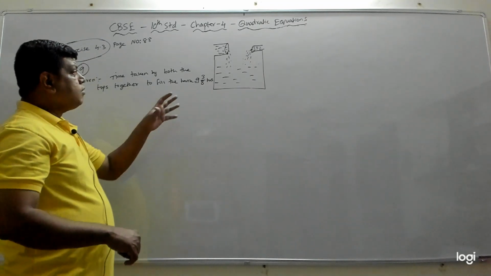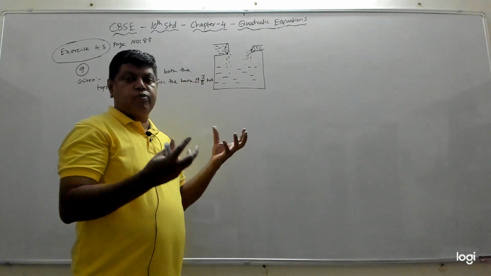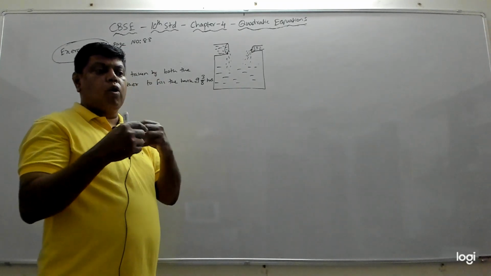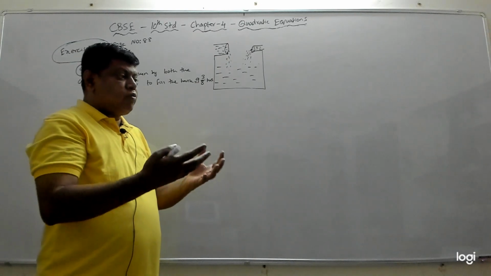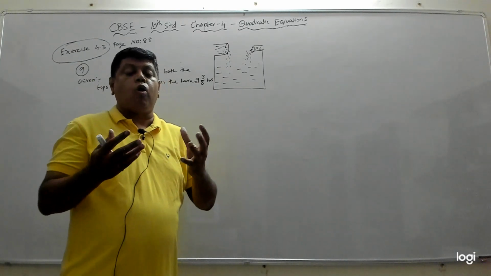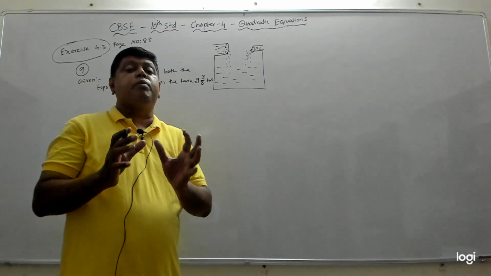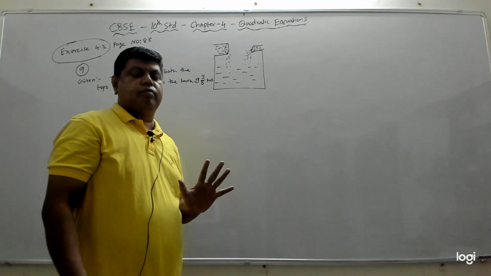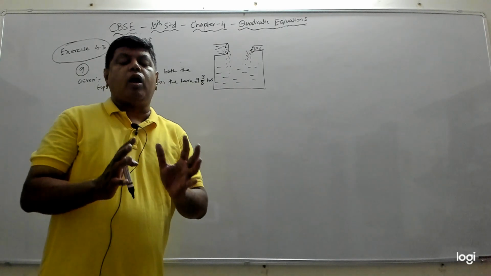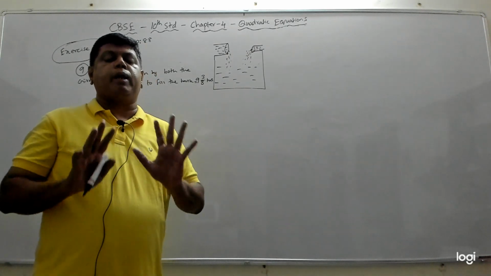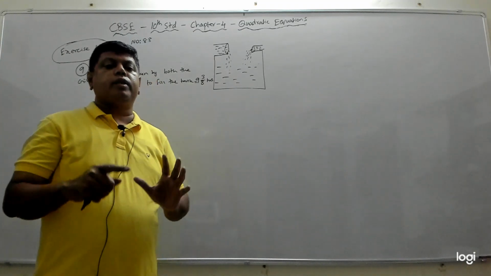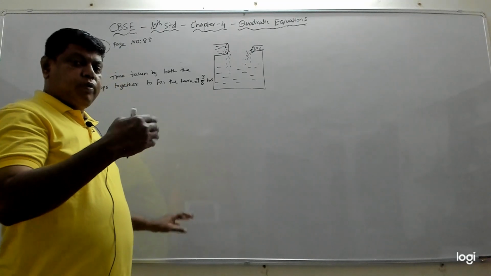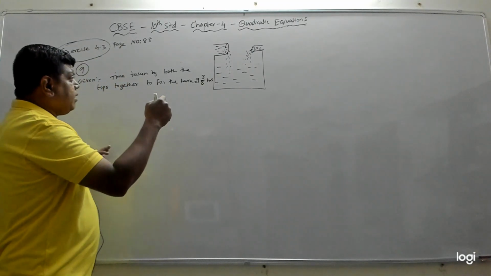Whenever we have such sums, when two taps are working together to fill the tank, we should always try to get it into the form of how much tank will be filled in 1 hour. We should always convert the given problem in terms of 1 hour: in terms of 1 hour, how much tank is getting filled by both the taps. First, we should convert that. So before we go to that, we will try to see.